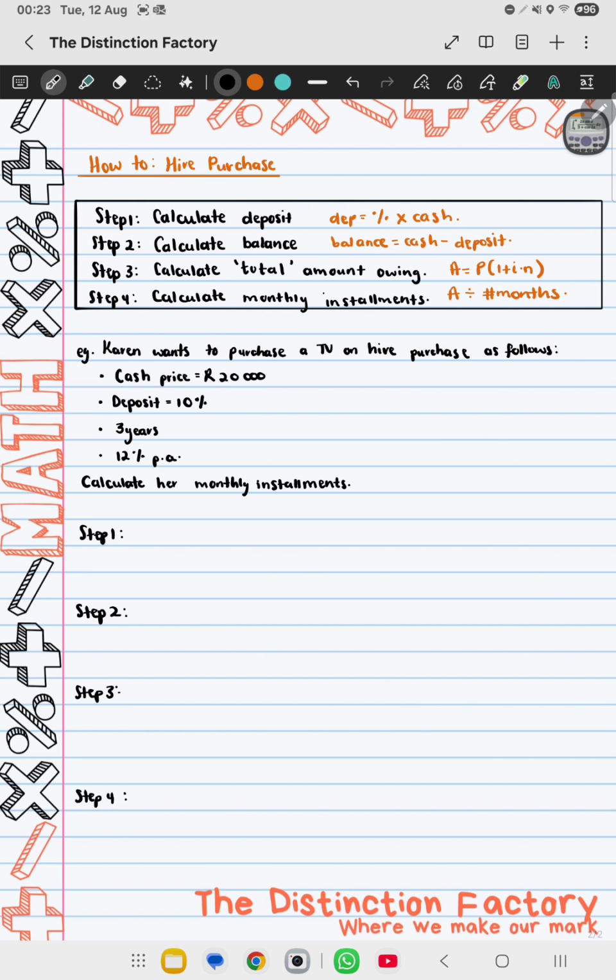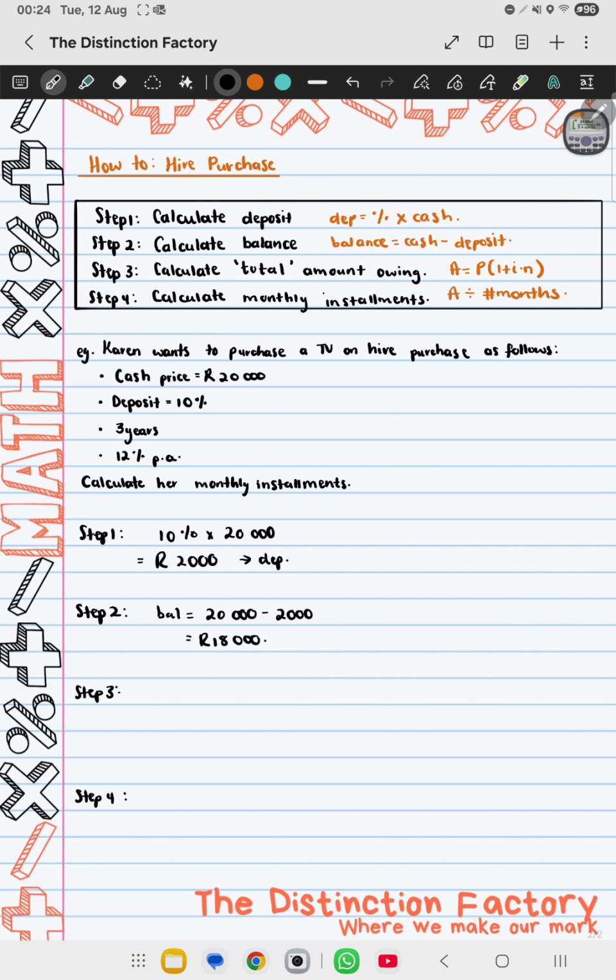All right, so step 1, we need to get her deposit. We are going to take the 10%, which is what her deposit is charged at, and times it by the cash price of 20,000. That gives me 2,000 Rand as her deposit. From there, we go into step 2, which says calculate her balance. We take the cash price of 20,000 and minus the deposit of 2,000, which leaves us with a balance of 18,000.